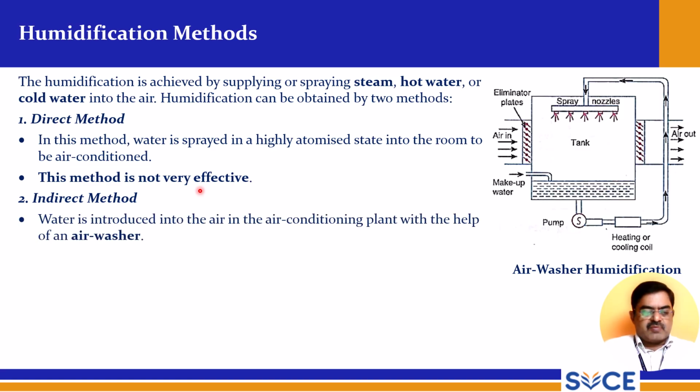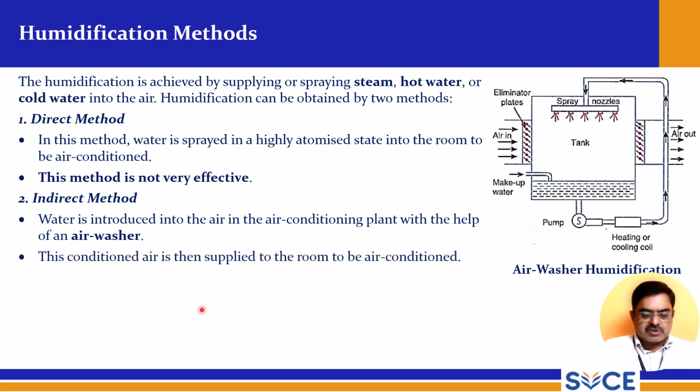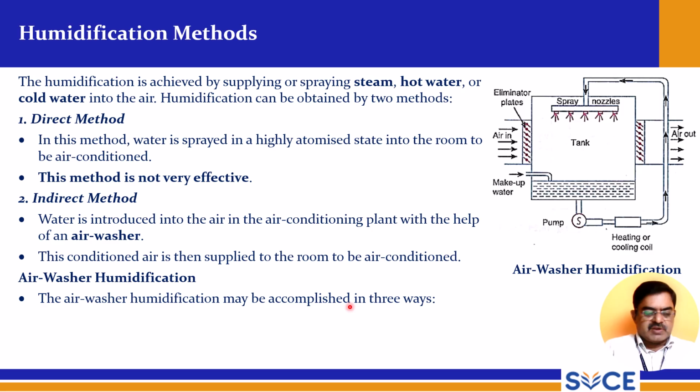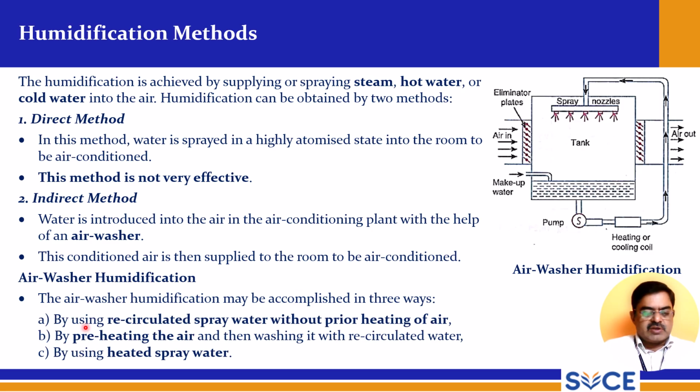In the indirect method, water is introduced into the air in an air conditioning plant with the help of an air washer. So this is the air washer humidification. This conditioned air is then supplied to the room to be air conditioned. The air washer humidification may be accomplished in three ways: by using recirculated spray water without prior heating of air, by preheating the air and then washing it with the recirculated water, or by using heated spray water. So these are the three ways we can achieve humidification using the air washer method.